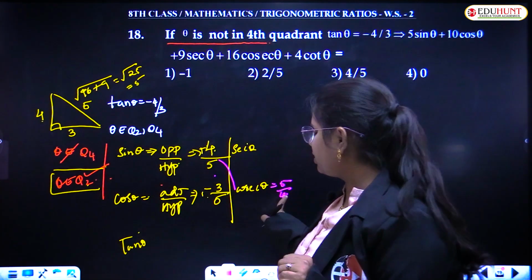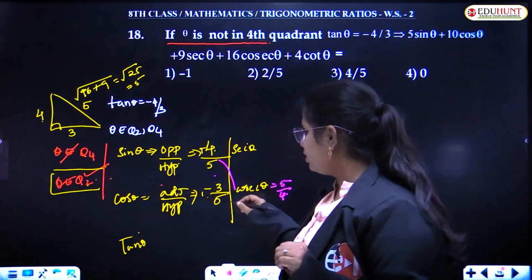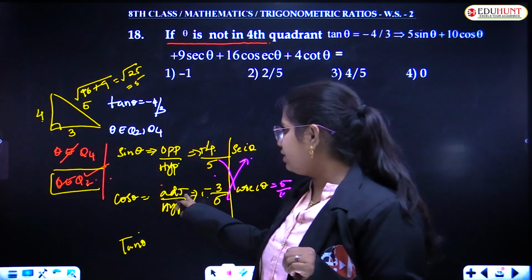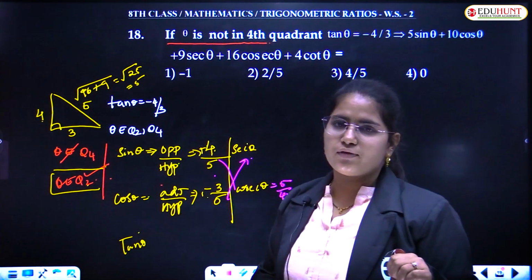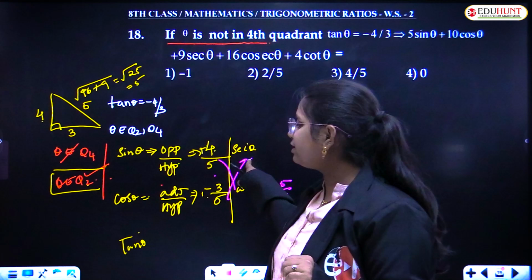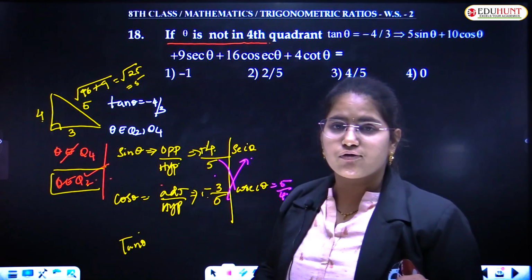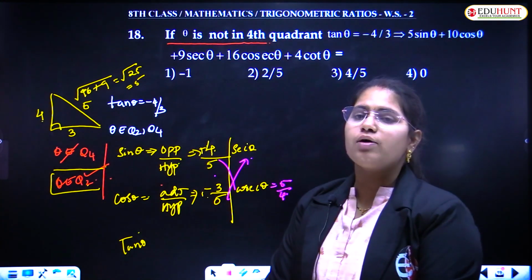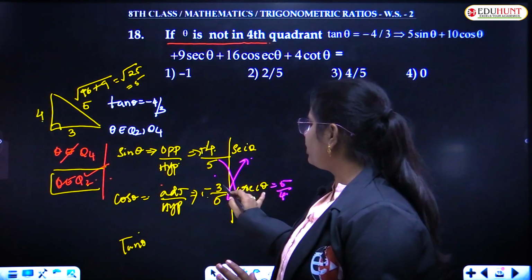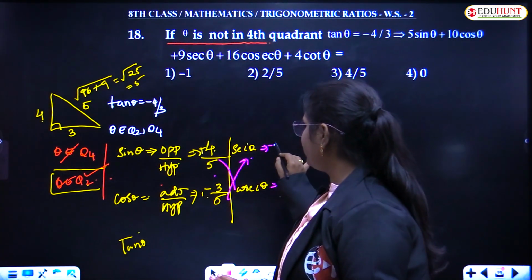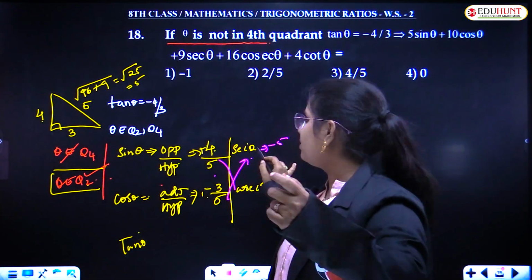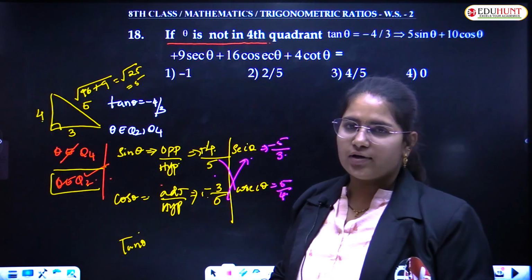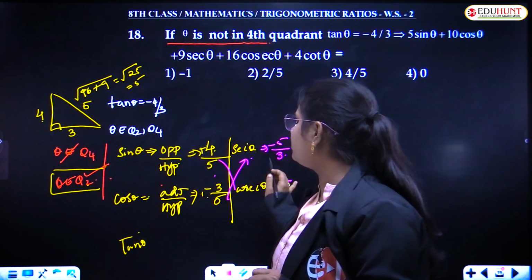Correct? It should become 5 by 4. Similarly, if cos theta is defined as minus 3 by 5, secant theta is the reciprocal function of cosine theta. So if it is minus 3 by 5, what is the reciprocal? Minus 5 by 3. Correct. So now I have all my values.